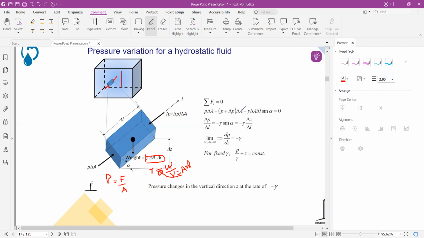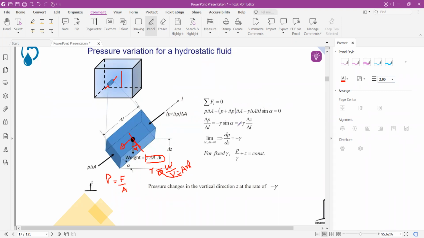P times the change in area minus P plus the change in pressure times the change in area, minus the unit weight times the change in area, similarly times the change in length. The sine alpha basically occurs due to the force acting in this direction. So we have a theta here, so it's making the sine alpha, or theta, or alpha. So at this axis it forms the cos alpha, and this axis forms a sine alpha.